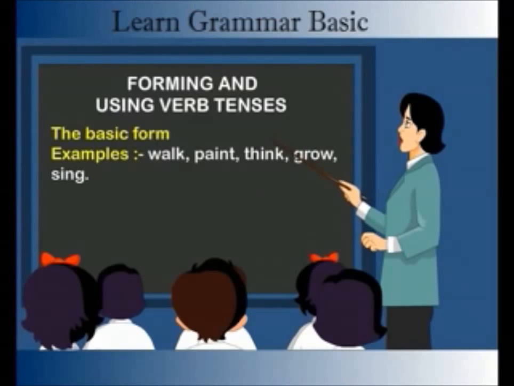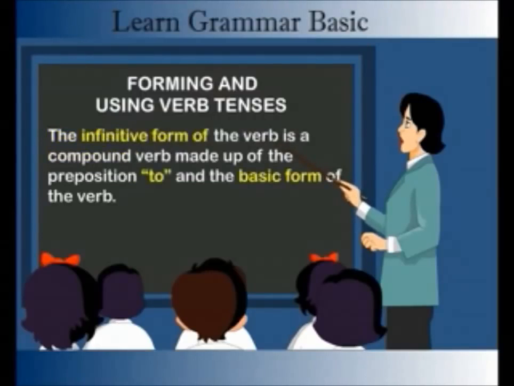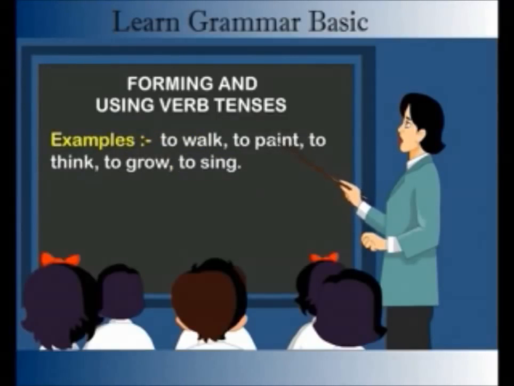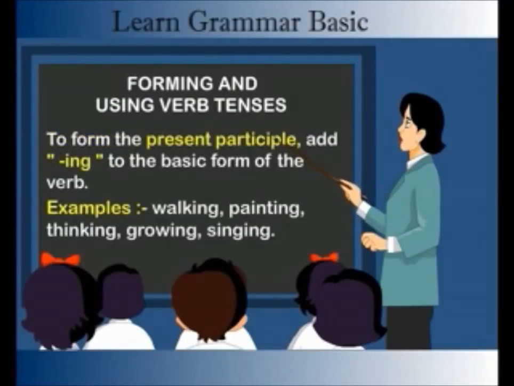Examples: walk, paint, think, grow, sing. The infinitive form of the verb is a compound verb made up of the preposition to and the basic form of the verb. Examples: to walk, to paint, to think, to grow, to sing. To form the present participle, add ing to the basic form of the verb. Examples: walking, painting, thinking, growing, singing.